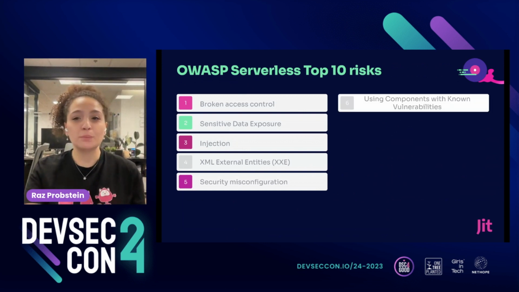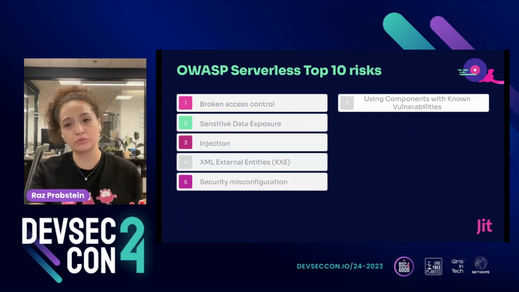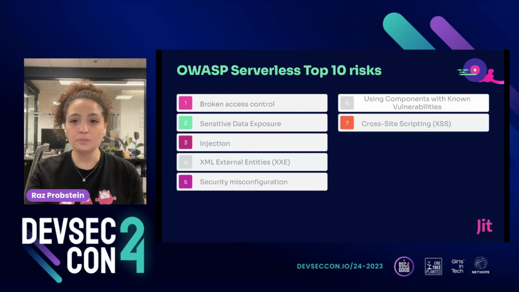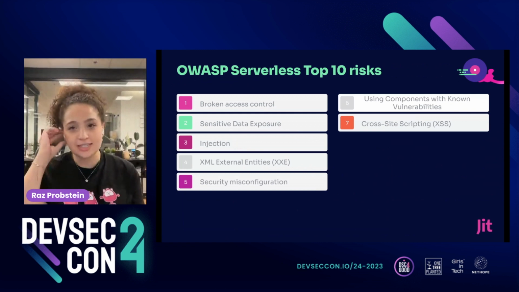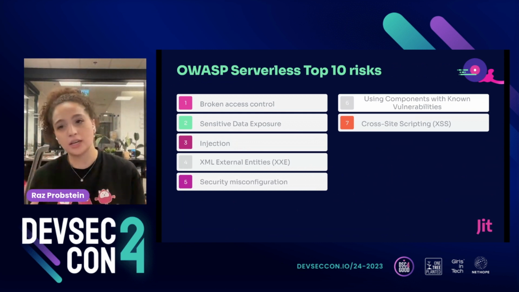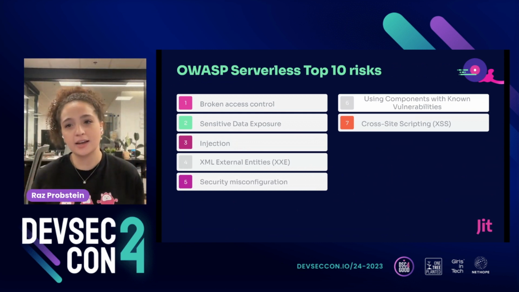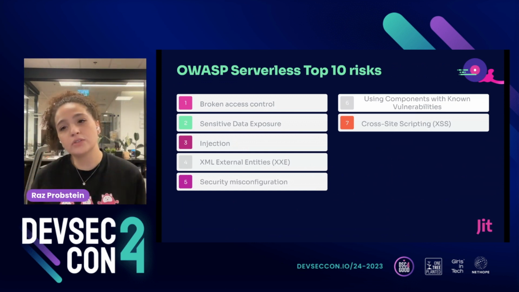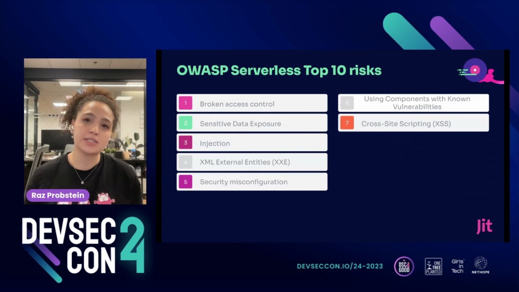Moving to using components with known vulnerabilities. This describes the common supply chain attack risk of using third-party libraries with known vulnerabilities. This could lead to various breaches as well. Cross-site scripting, XSS. This describes the risk of untrusted input that is being used to generate data that ends up in the DOM without performing proper escaping.